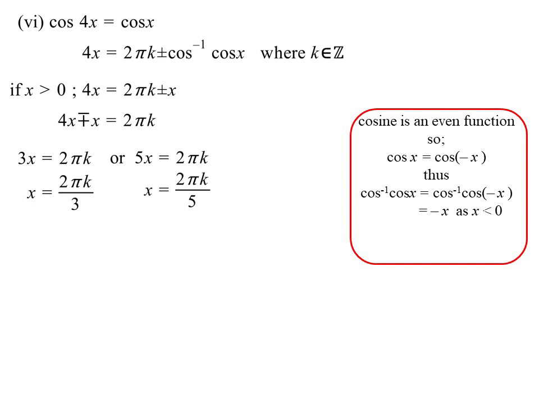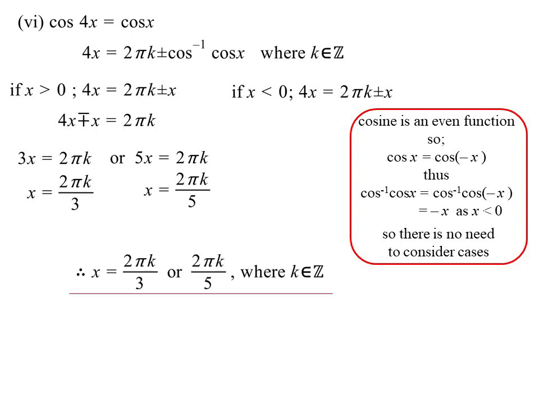So cos x is cos negative x, thus inverse cos of cos x is the same as the inverse cos of cos negative x, which equals negative x as x is less than 0. So I actually don't need to worry about this other case. That's me now proving that they give the same one rather than actually going through the whole working out. My answer, here we go.